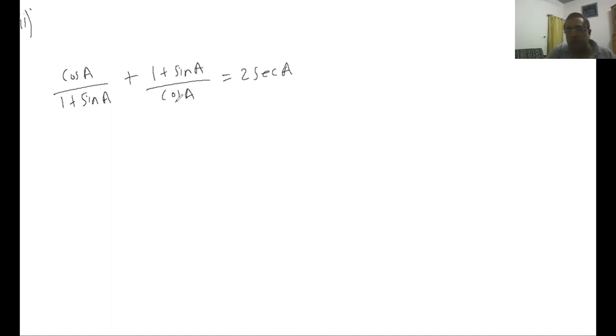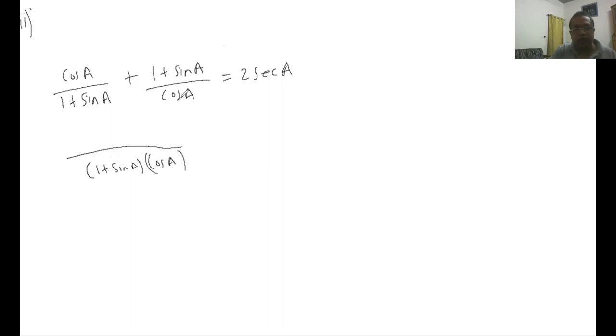So as I explained to you in the previous video, what happens is that you need to solve the LHS to get RHS or RHS to LHS. Now rule number 1 was to convert everything in terms of sine and cos. This is already in sine and cos, so we go to the second step. And what is the second step? The second step is we will take the LCM. So LCM will be 1 plus sine A into cos A, right?